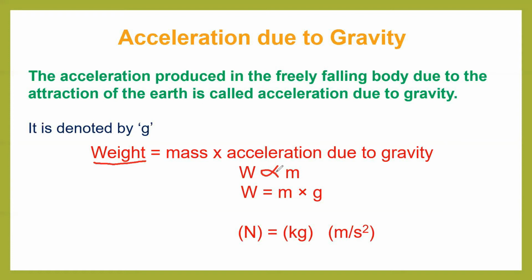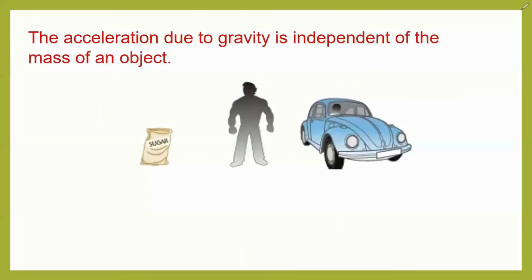So whenever we change the proportionality into equality, we are going to complete the formula by that way, W equals mg. So the unit of the W weight is newtons, and the value of the mass is kilogram, and the value of the g is meters per second squared. The acceleration due to gravity is independent of the mass of the object. So acceleration doesn't depend upon the mass.